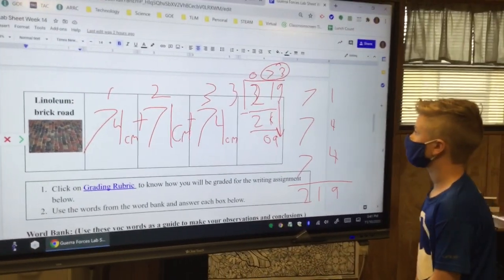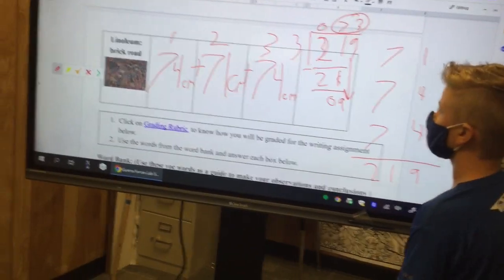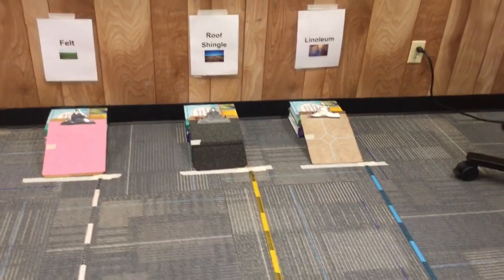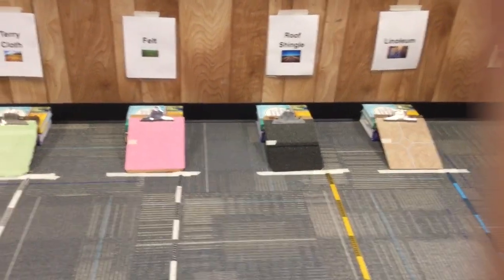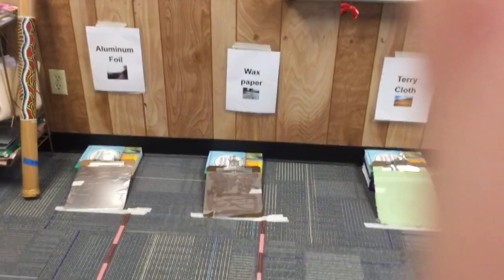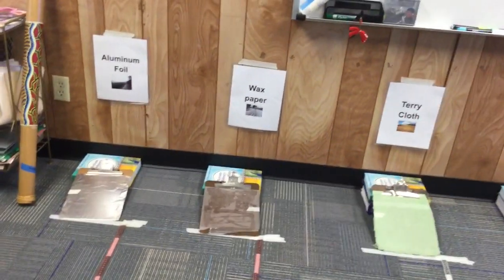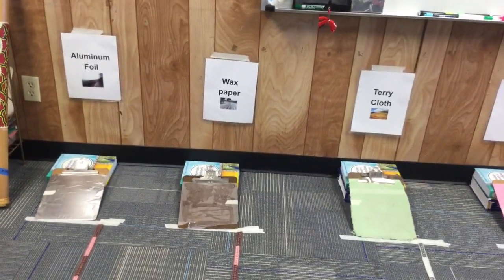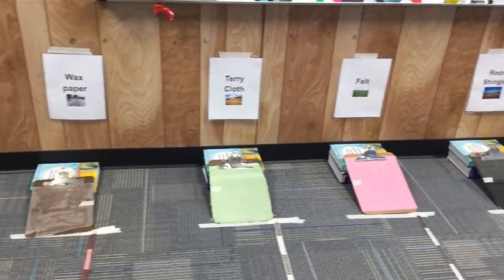Now, something I want you to think about when you are drawing your conclusions, you're going to be looking at your data and you're going to be drawing your conclusions. Something I want you to think about is, we talked about more friction means it's going to make the object go slower. Less friction means it's going to make the object go faster.